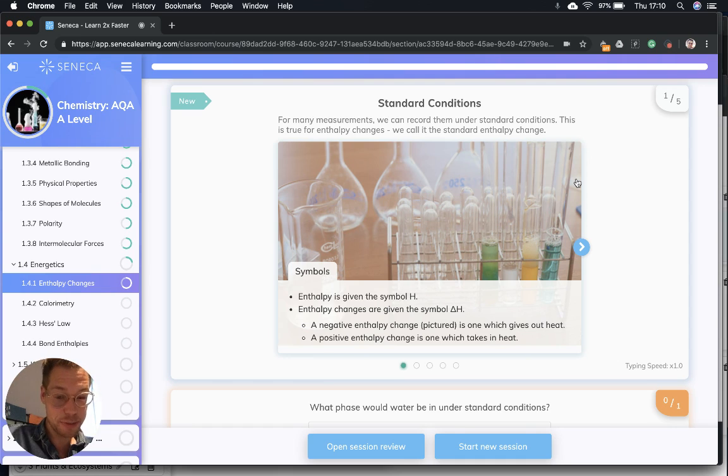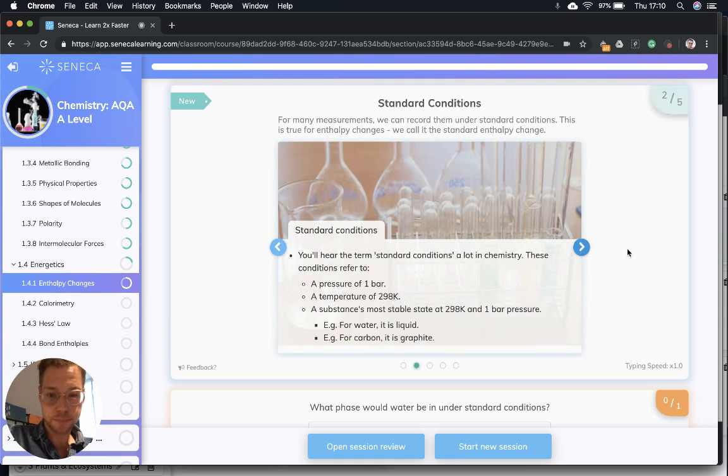A negative enthalpy change is one which gives out heat, and a positive one is one which takes in heat. You'll hear the term standard conditions a lot in chemistry. Chemists love it. And what are they chatting about when they say standard conditions? Well, it's a pressure of 1 atmosphere, a temperature of 298 Kelvin, and the reason we pick this is a substance's most stable state will be at these conditions. So for water, it's a liquid, and for carbon, it's a solid, it's graphite.